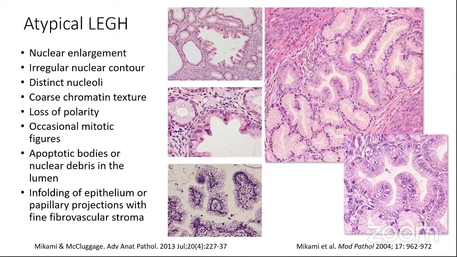They can have nuclear enlargement. You can see the open vesicular chromatin, prominent nucleoli. Sometimes you can have this papillary configuration. Sometimes you can see apoptotic bodies or mitoses, but very rarely.